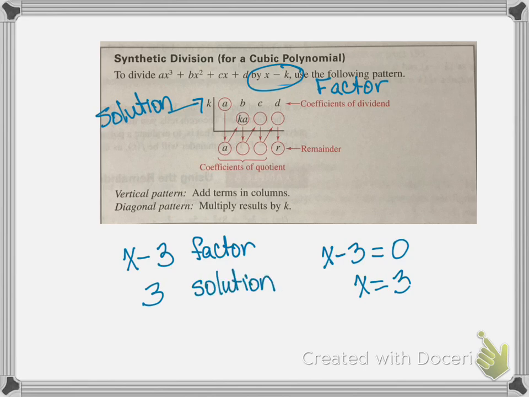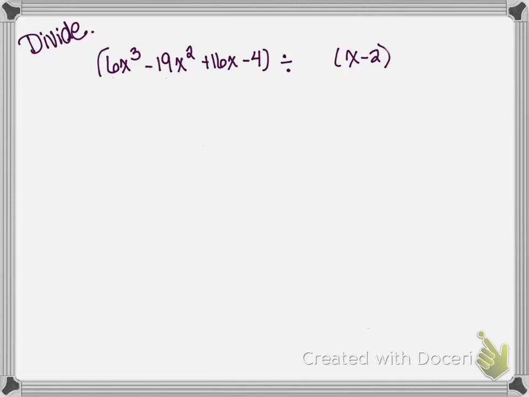Okay? Now, we just did this problem. We just did this division. What I want to do now is do it using synthetic division so that you can see how synthetic division works. This is my factor. So what is my solution associated with that factor? Positive 2. So I am going to put positive 2 inside my box.